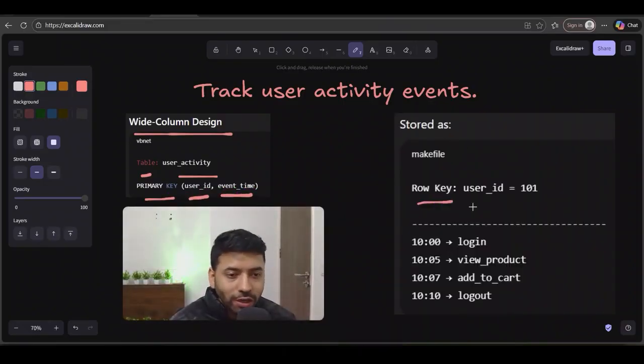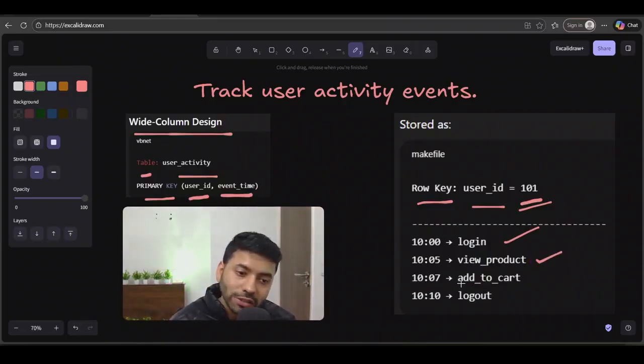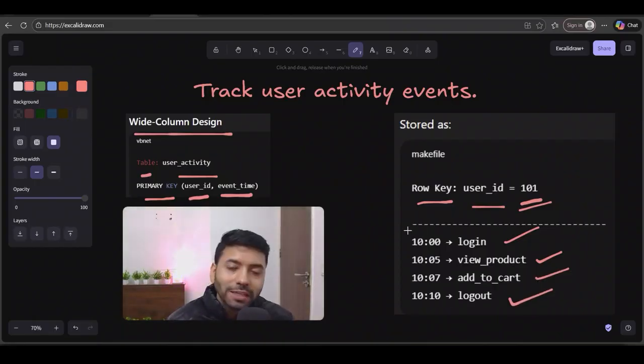So we will have row key as user ID. For example, user ID is 101 and corresponding to this, we will have the columns. Okay. At 10:00, we have the login. At 10:05, we have the event of view product. At 10:07, we have an event of add to cart, and at 10:10 we have the event of logout. So based on the event time, we'll create the new columns.